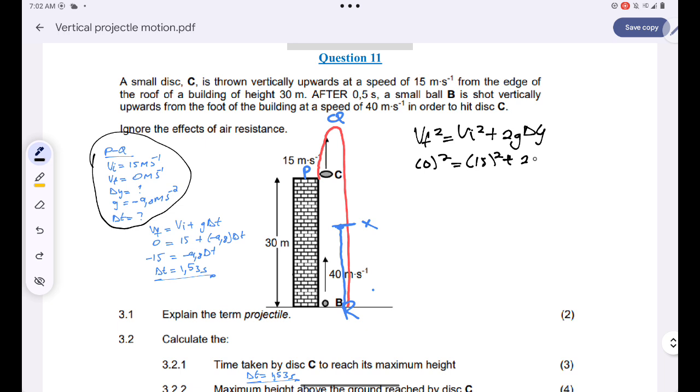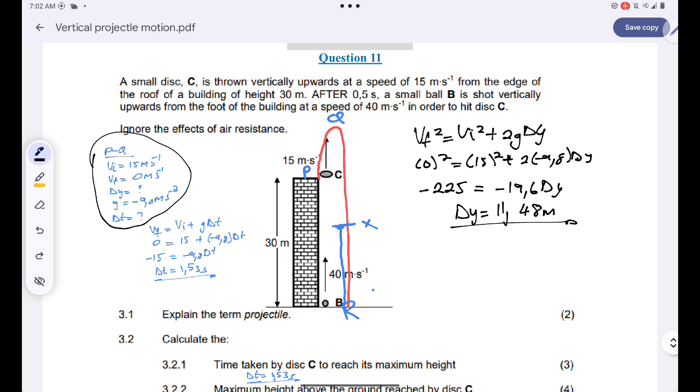I have negative 9.8 and delta y. So 15 squared, that's 225. Let me confirm. Yeah. When I take it to the other side, I'll have negative 225 being equal to negative 19.6 delta y. Divide both sides by 19.6. You'll find that delta y is just 11.48 meters.